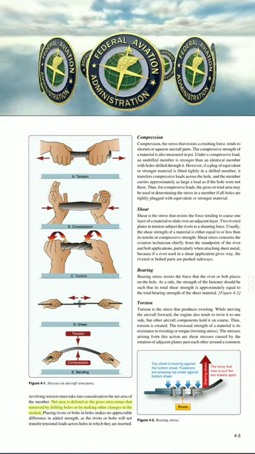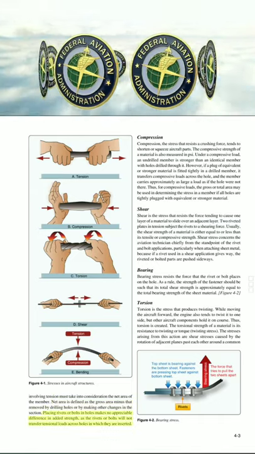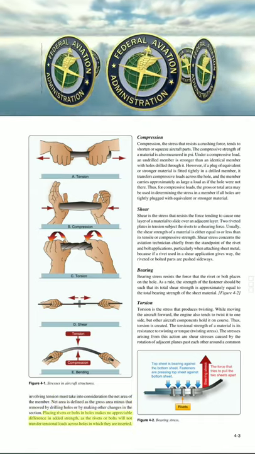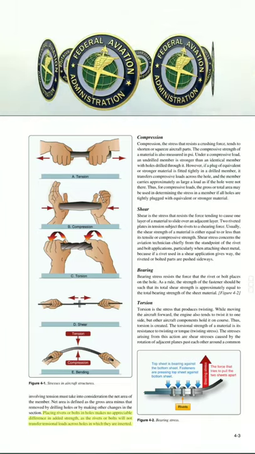Net area is defined as the gross area minus that removed by drilling holes or by making other changes in the section. Placing rivets or bolts in holes makes no appreciable difference in added strength, as the rivets or bolts will not transfer tensional loads across holes in which they are inserted.